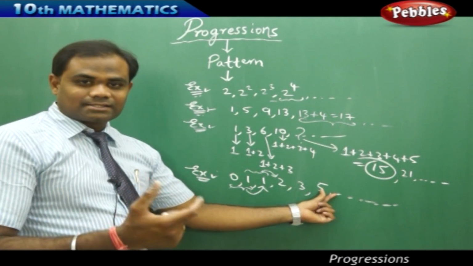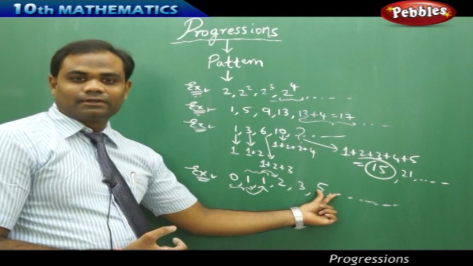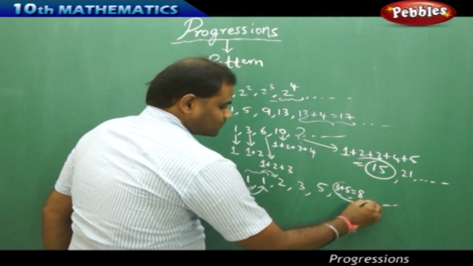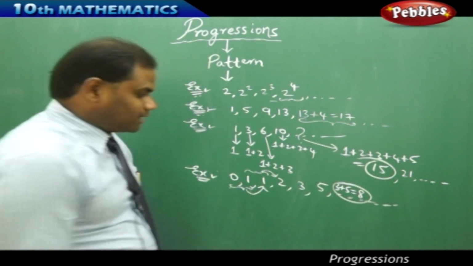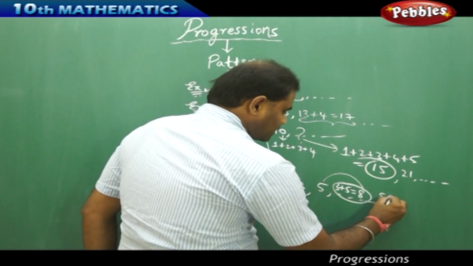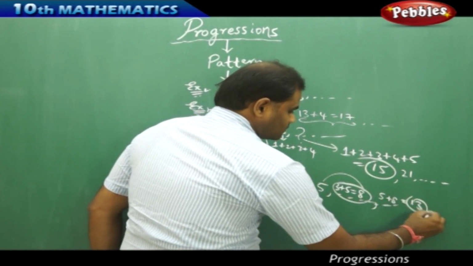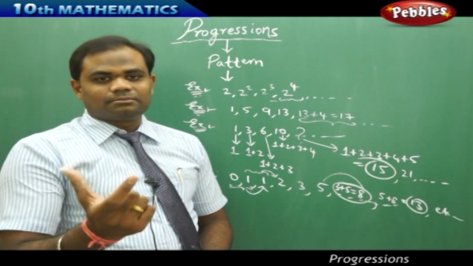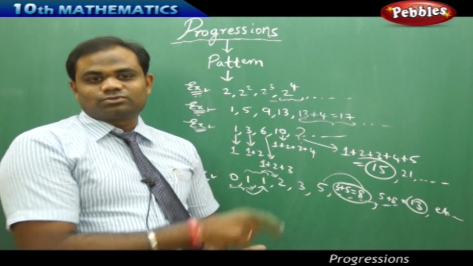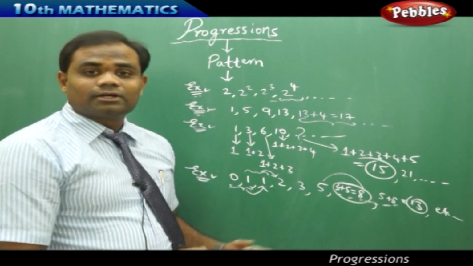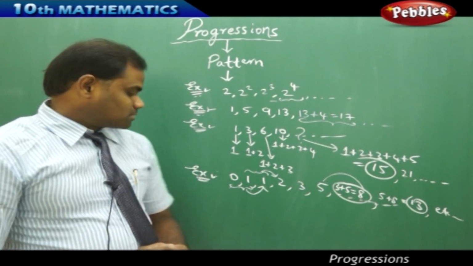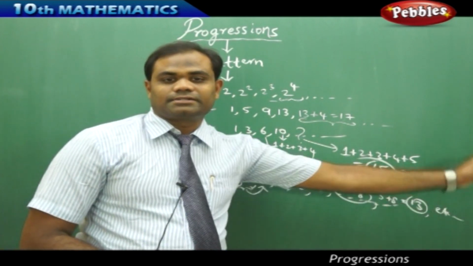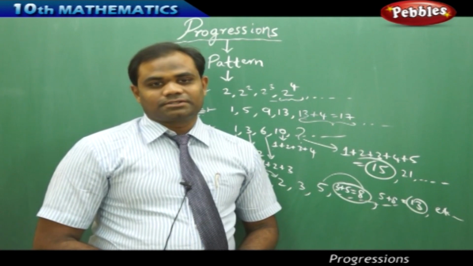Therefore, we can guess the next term being 3 plus 5, which is 8. And then finally, the next term will be 5 plus 8, which is 13, etc. So this kind of a sequence where the next term is the sum of the previous two terms successively is called a Fibonacci sequence. The terms being 0, 1, 1, 2, 3, 5, 8, 13, etc. is called a Fibonacci sequence.